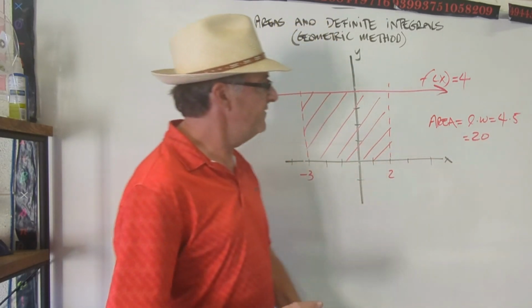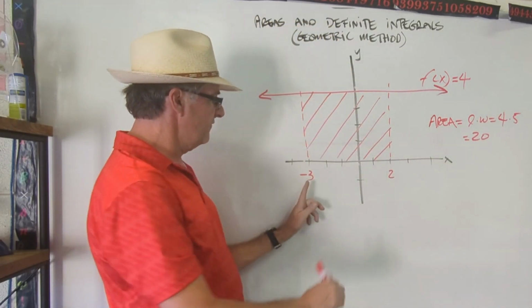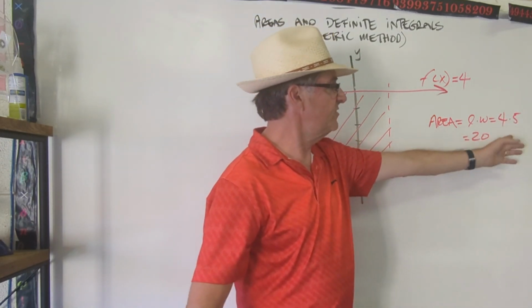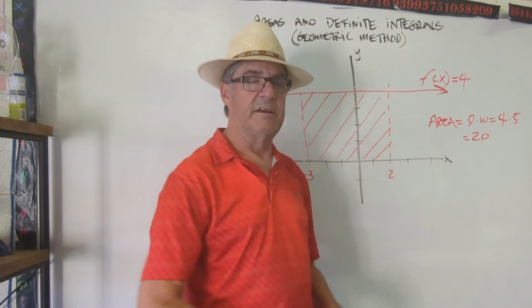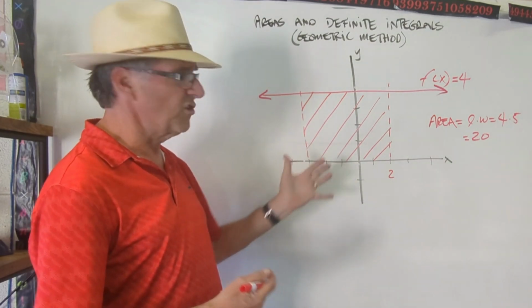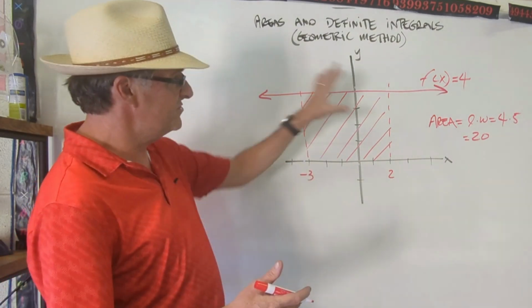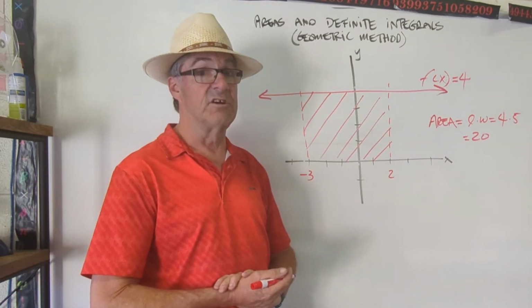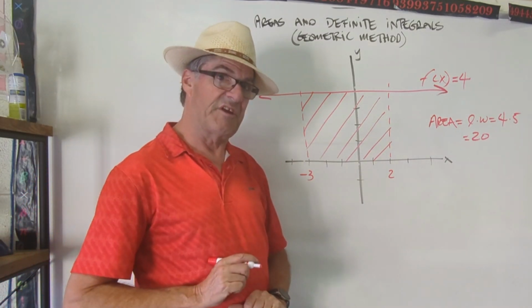Length is 4. And then our width is 5 because we're going from -3 to 2. And that gets us 5. And so area is 20. Pretty straightforward. In fact, kind of trivial. And I've overcomplicated this problem by explaining it in terms of the graph. You wouldn't need to do that if all you were after was the area. But we're going to do this with calculus.